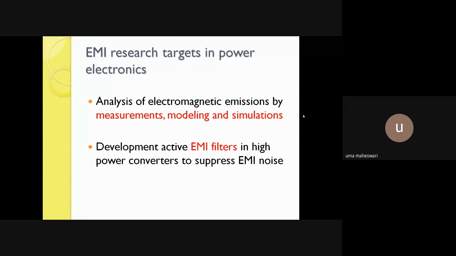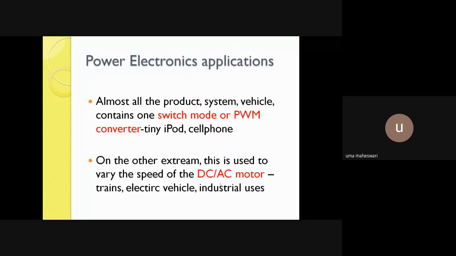Now, the research targets in power electronics. In the current scenario, research trends are analysis of electromagnetic emission by measurements, modeling, and simulations. Of course, on the filter side there is the external filter, and these are all on the internal side. Development of active EMI filters in high power converters to suppress EMI noise is also a recent research target.